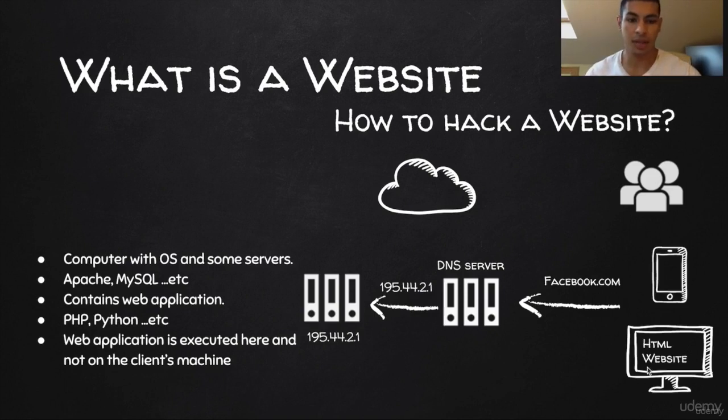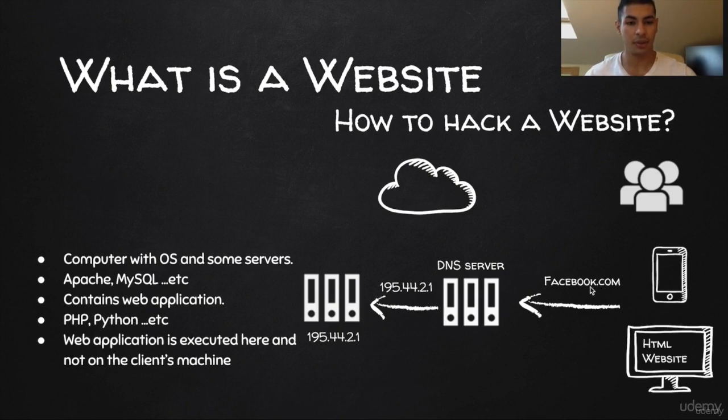So let's have a look at an example. Let's say you're on a phone or on your computer and you wanted to go to facebook.com. So you type in facebook.com into your URL. This will be translated using a DNS server to an IP address. So there is a server that translates every name, .com, .edu, or any website with a domain name, to its relevant IP address.